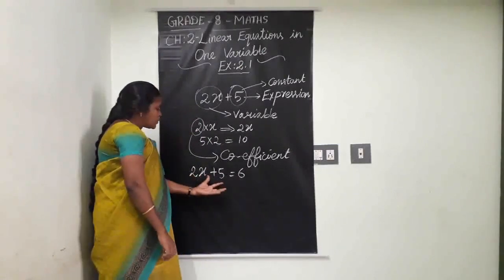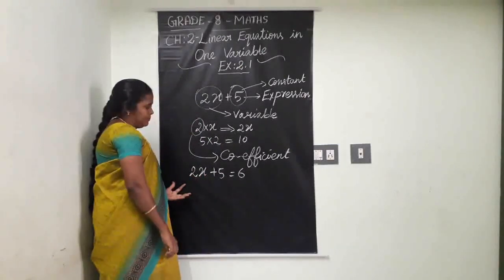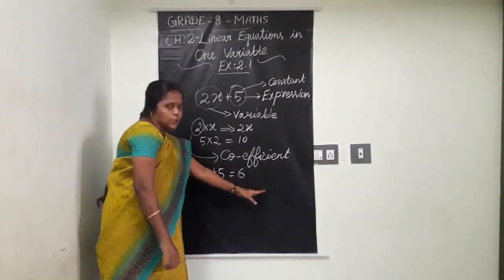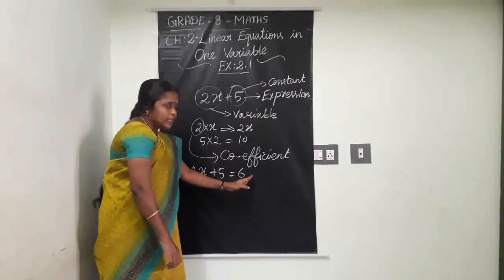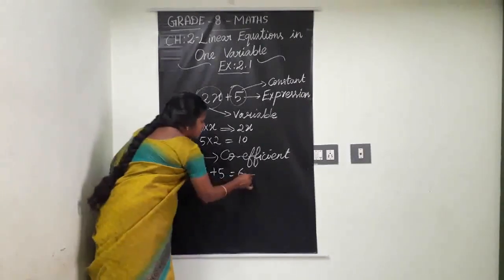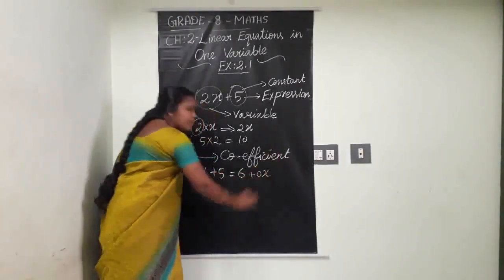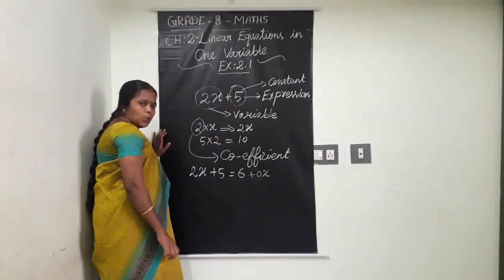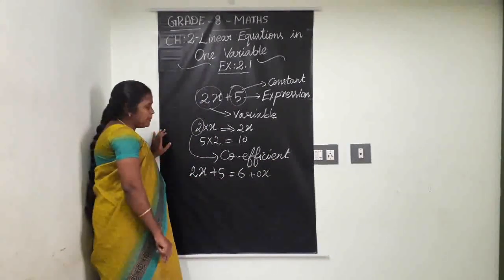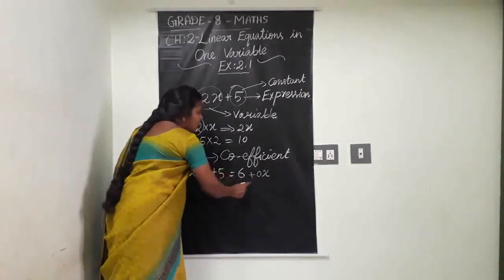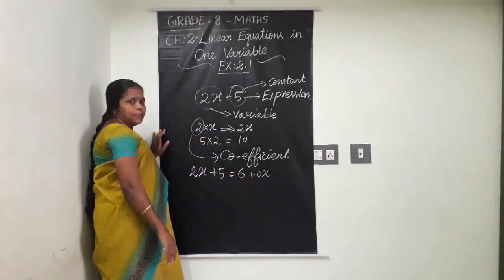Here 2x plus 5 is one expression. 6 is another expression. You can ask, ma'am, where is the variable term here? That is missing here. We can write it like this, 0x. Understood? Now, you can tell 2x plus 5 is one expression. 6 plus 0x is another expression.